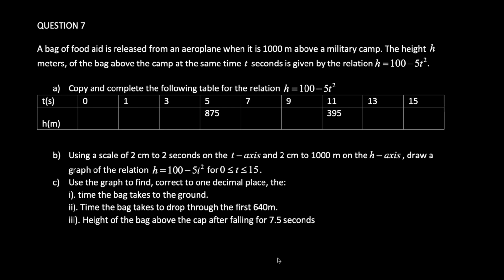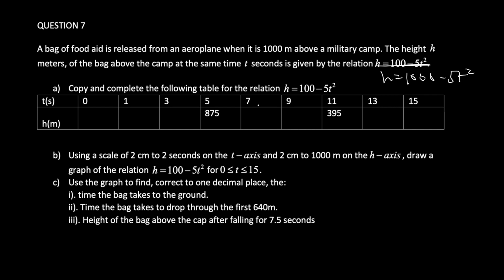Academy. In this video, we'll be solving question 7 of the 2017 Core Math WASSCE questions. I read the question. A bag of food aid is released from an aeroplane which is 1,000 meters above a military camp. The height h meters of the bag above the camp at time t seconds is given by the relation h is equal to, this should be 1,000. So h should be equal to 1,000 minus 5t squared.